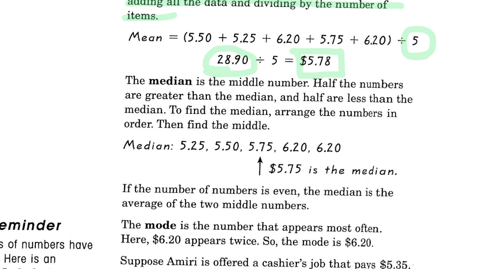Now, the median is the number in the middle. Half of the numbers are greater than the median and half are less than the median. To find the median, you need to arrange the numbers in order, then find the middle. So you put them in order from smallest to largest. I like to walk myself in from the high and low, and you end up at $5.75. That is the number in the middle. Now, if the number of numbers is even, the median is the average of the two middle numbers. I'll go through that in a little bit.